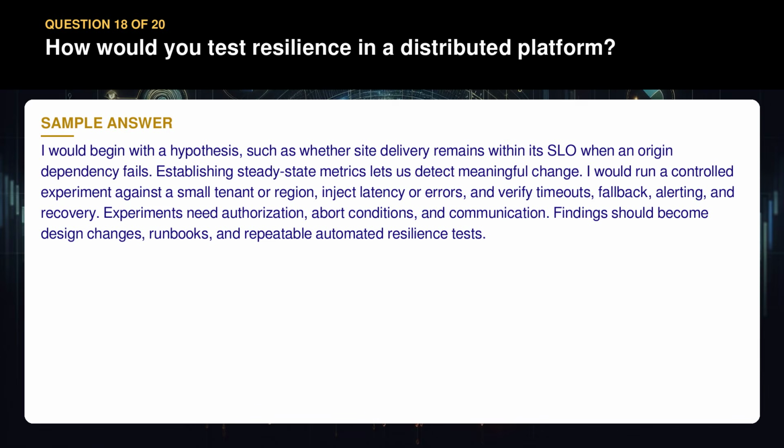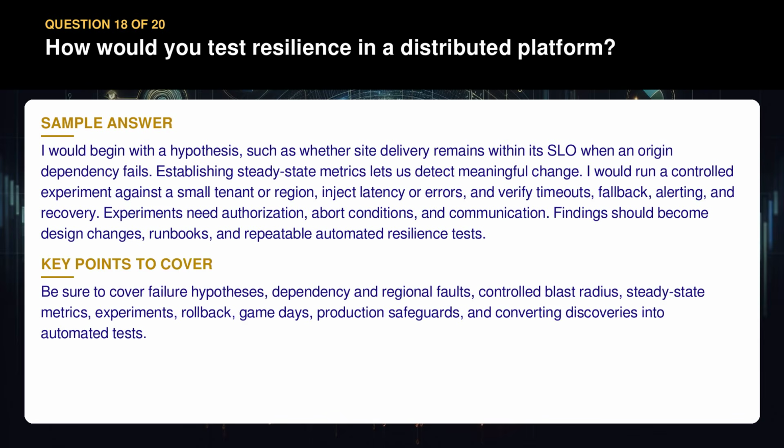Findings should become design changes, runbooks, and repeatable automated resilience tests. Be sure to cover failure hypotheses, dependency and regional faults, controlled blast radius, steady-state metrics, experiments, rollback, game days, production safeguards, and converting discoveries into automated tests.